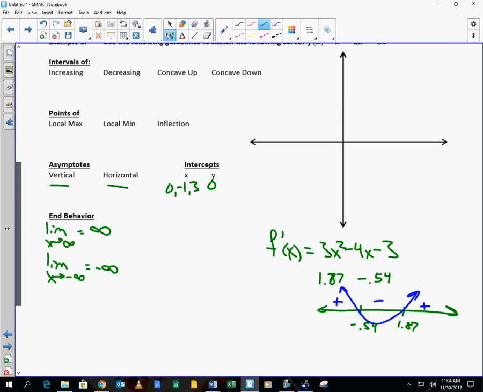Very good. Increasing from negative infinity to -0.54 union with 1.87 to infinity. Where's it decreasing? Says the loud voice from the back. Negative 0.54 to 1.87. Very good, Maddie. I don't know anything about concavity yet, do I? Was it you, Rich? Was it you? Yeah.